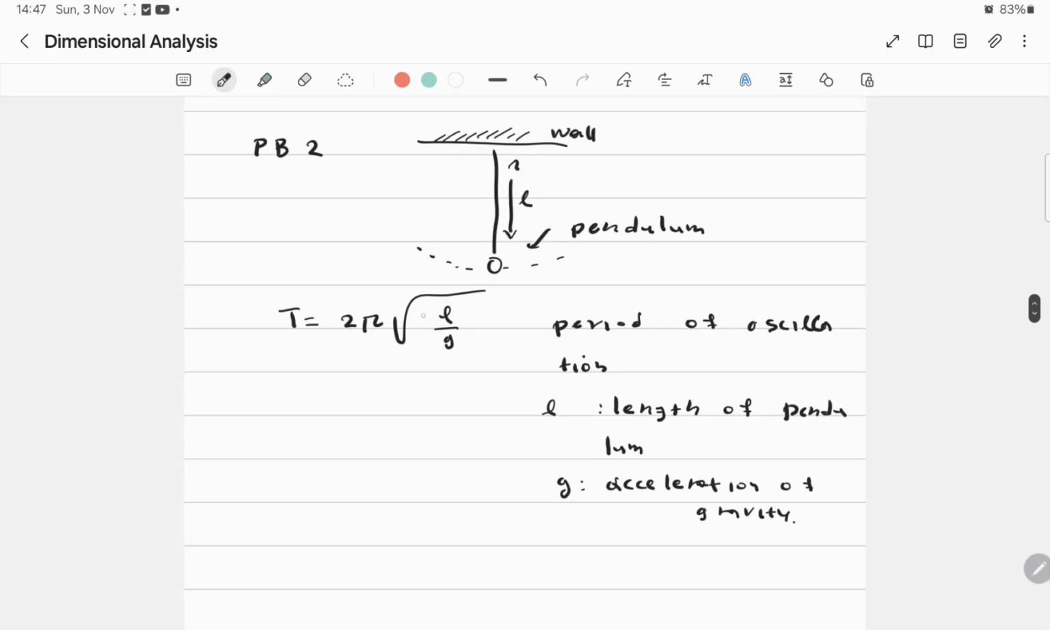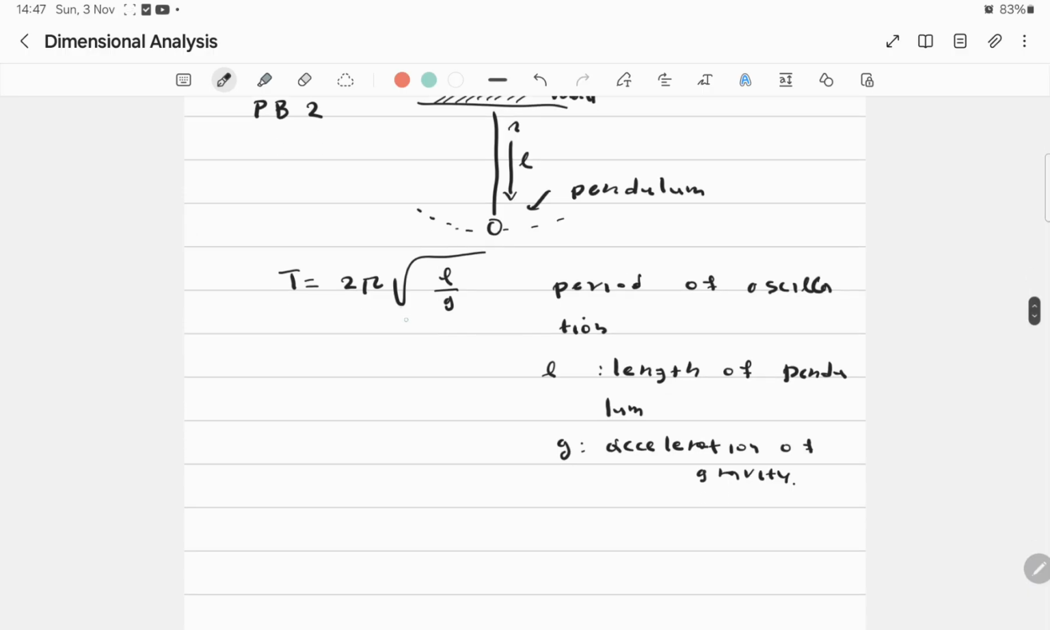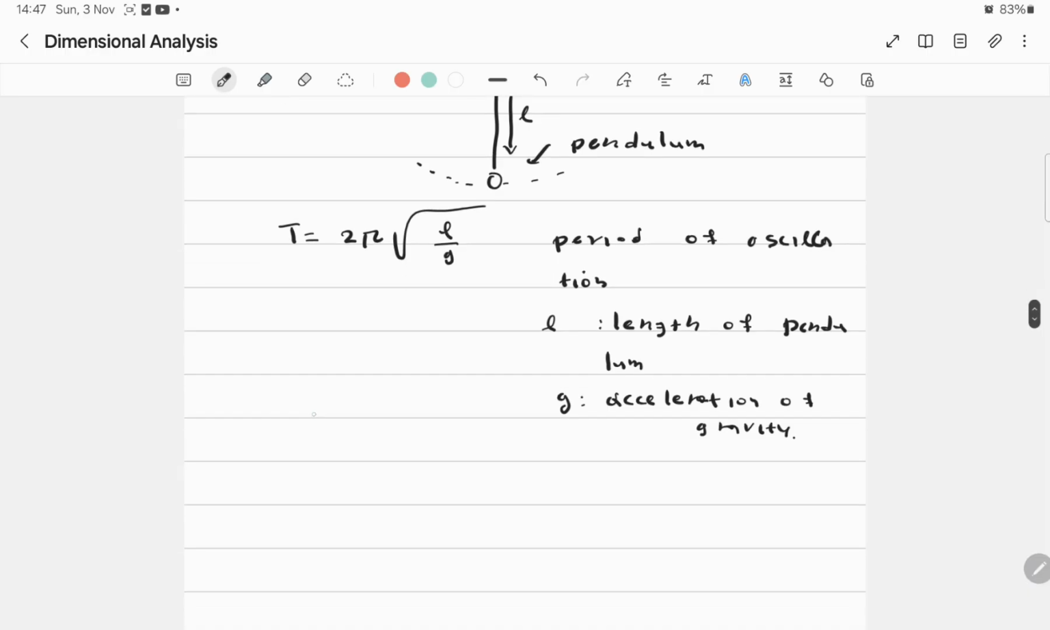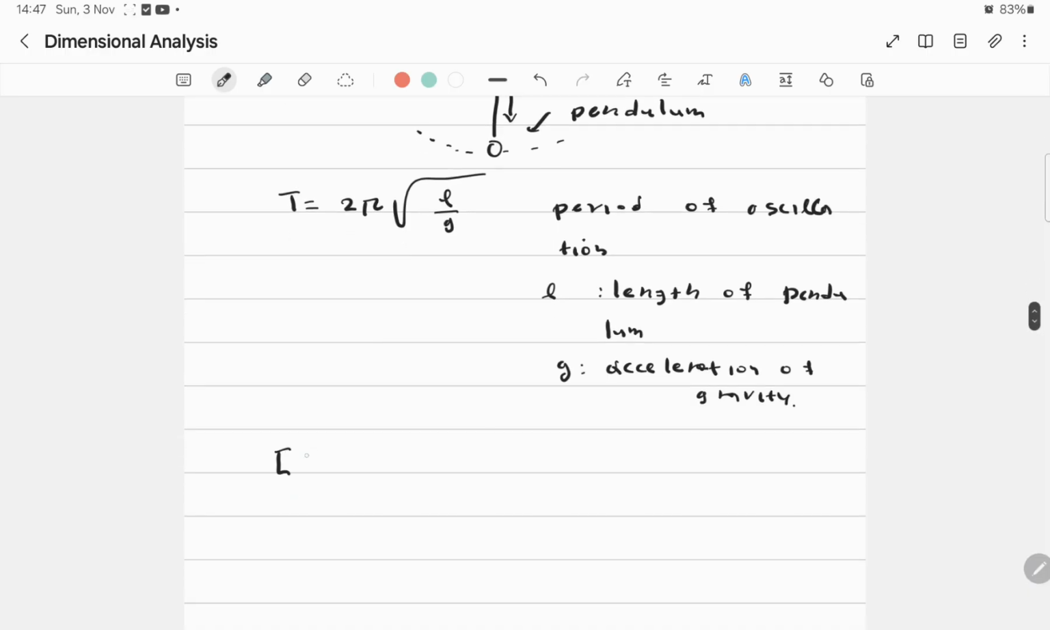Now let's go to the second problem. We have a pendulum, and the period of oscillation of a pendulum is given by this formula, 2 times pi times the square root of the length divided by g. The acceleration of gravity is g, and L is the length of the pendulum. T should be time. So let's carry out [T] equals [2 pi times the square root of L over g].